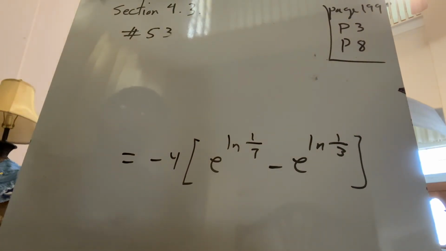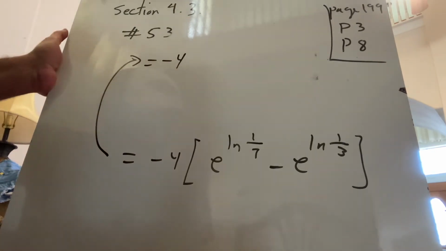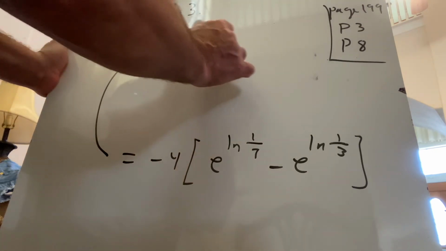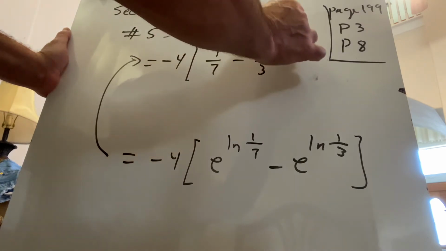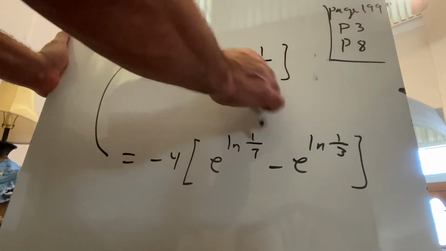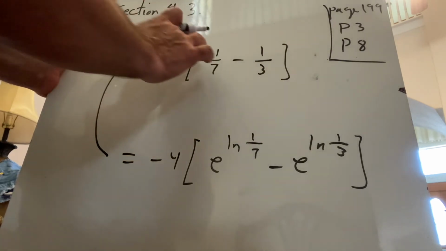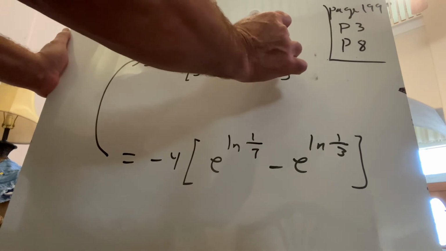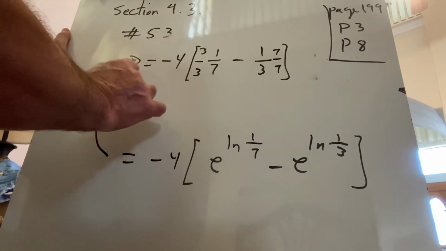So I'm just going to rewrite that. This becomes negative 4, and then, of course, the e and natural log cancel, so that becomes 1/7. Same thing here, e and natural log cancel, which becomes 1/3. So now we're going to combine them into a single fraction. So 7 times 3, that's your LCD, the least common denominator, is 21. So we multiply this one by 3 over 3 to make the bottom 21, and this one by 7 over 7, just to get the same denominator so we can combine them into a single fraction.